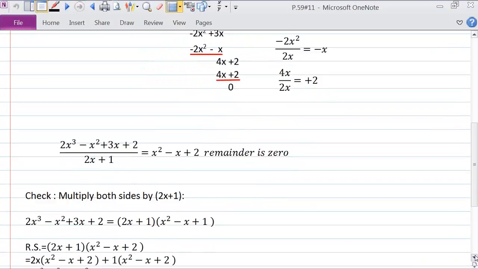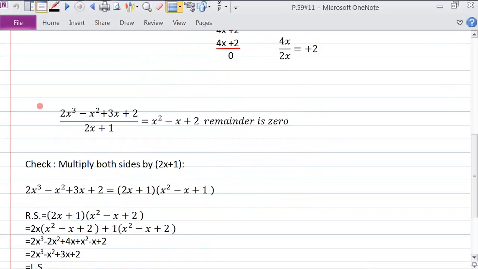So to check this, I multiply both sides by 2x plus 1. The left side just becomes the numerator here. I multiply the left side by 2x plus 1 because I want to clear the fraction. Then the left side will just equal the numerator, and the right side will equal 2x plus 1 times these three terms. So I have 2x plus 1 times x squared minus x plus 2.